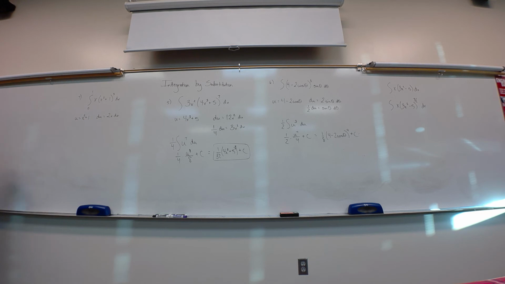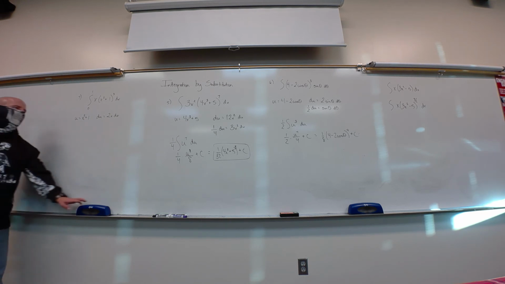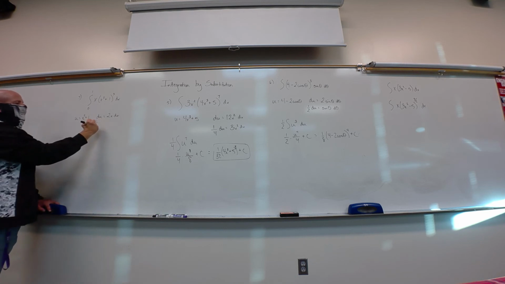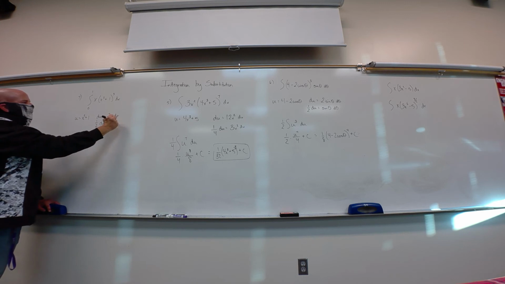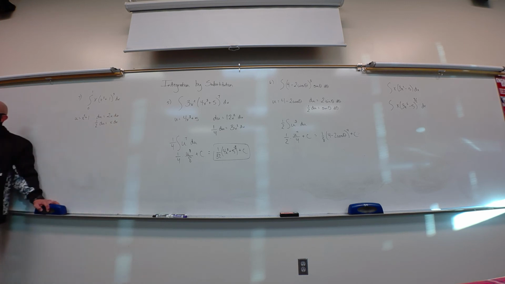And then what will be the next step? Get rid of the 2. Yeah, we're going to divide the 2 over. So 1/2 du is x dx. Look okay to everyone? Okay.